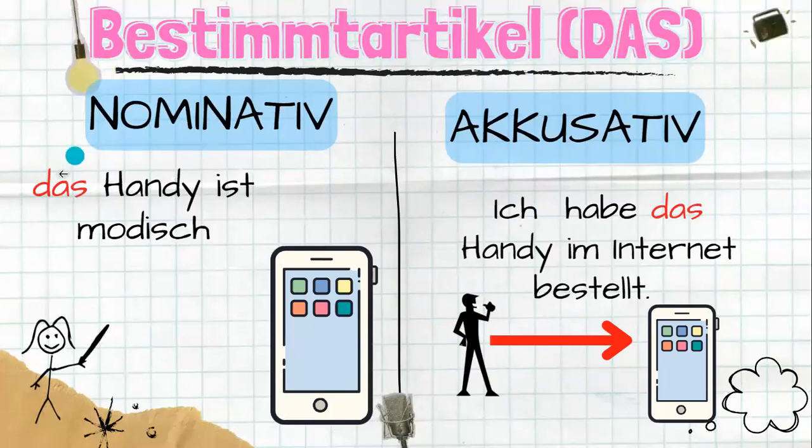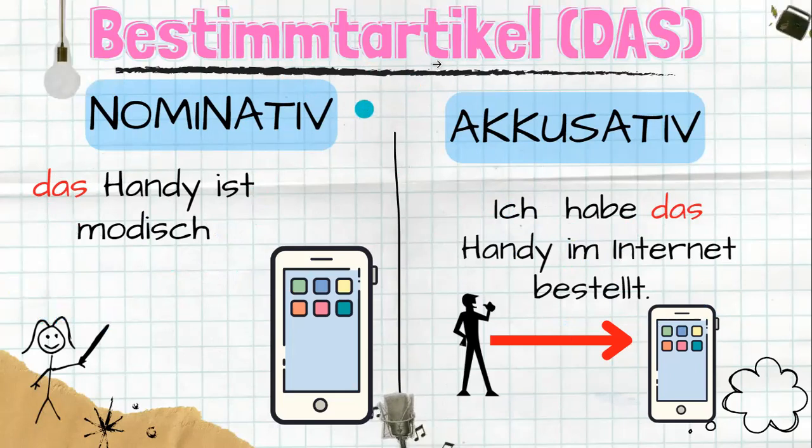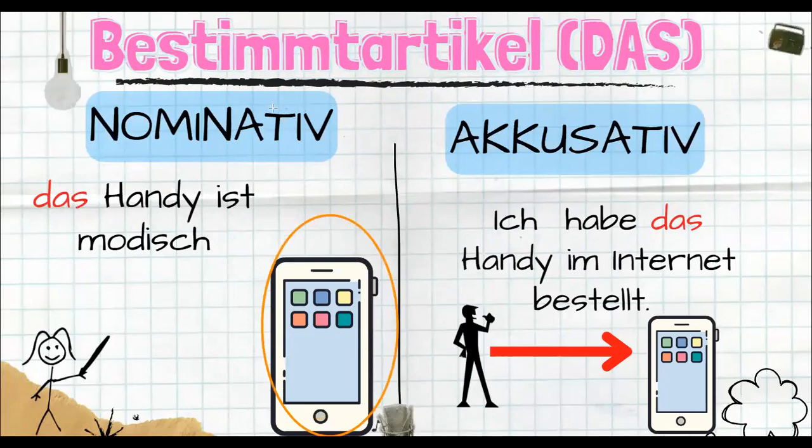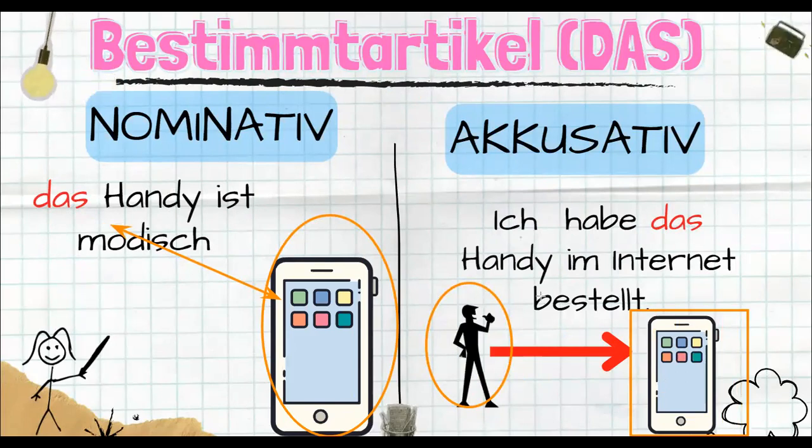Zum Beispiel, Nominativ: Das Handy ist modisch. Akkusativ: Ich habe das Handy im Internet bestellt. I ordered the cell phone on the internet, and the cell phone is modern. So you see, where's the subject here? Right here. That's why it is nominative. In accusative, we have a subject right here and an object right here. Two different elements together. Okay, so let's see what happens with plural.